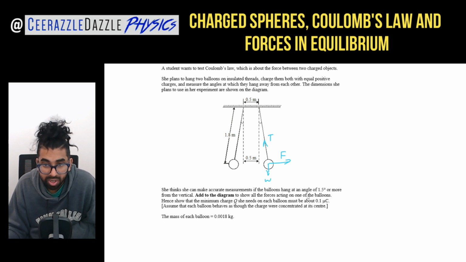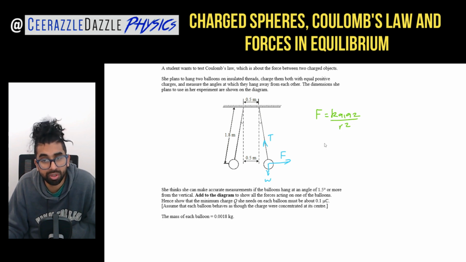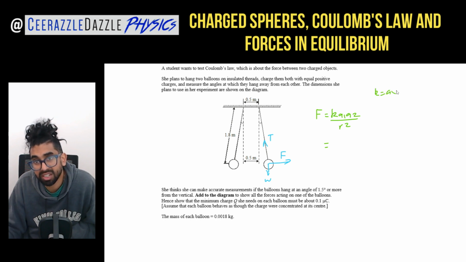Okay, now we're trying to find the charge. How are we going to find the charge on those balloons? Well, it's quite difficult because there are multiple things in this problem. We've got the length of the thread over here, and the distance between them when they're attached at the top. So let's look at Coulomb's law. The force due to Coulomb's law will be equal to K Q1 Q2 divided by R squared. Don't forget the value of K is 9 times 10 to the power of 9.